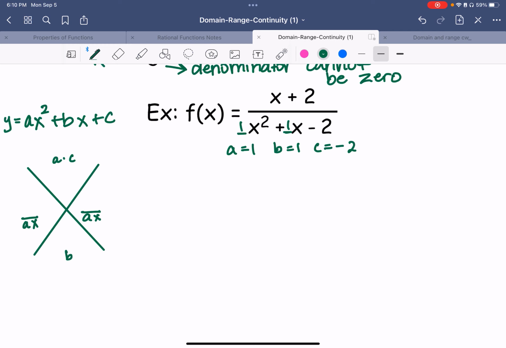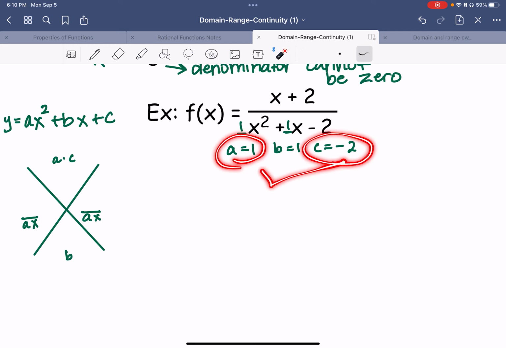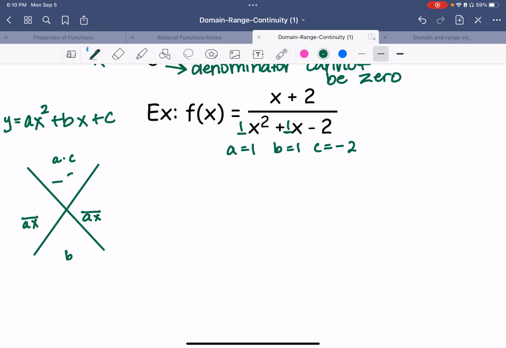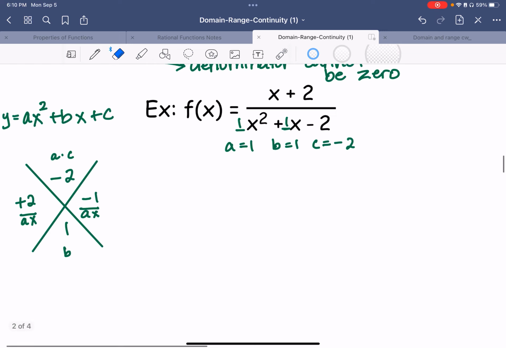Okay, so a times c: 1 times negative 2 is negative 2. And then b, which is positive 1. So what two numbers multiply to negative 2 and add up to positive 1? Those two numbers would be positive 2 and negative 1. I will be erasing this a at the bottom because I've already identified a to be 1. And I don't really need to do 1 times x because 1 times x is just x. So I'll just leave it simplified like this.